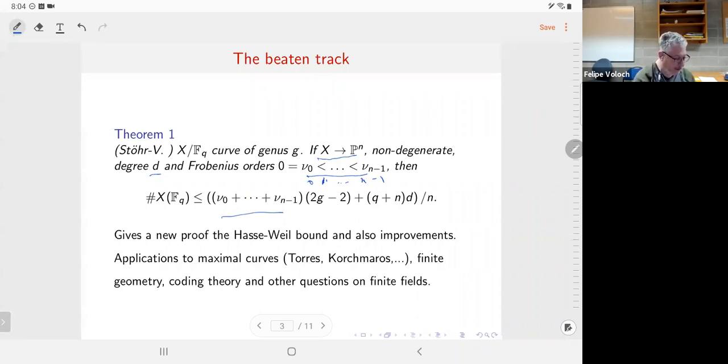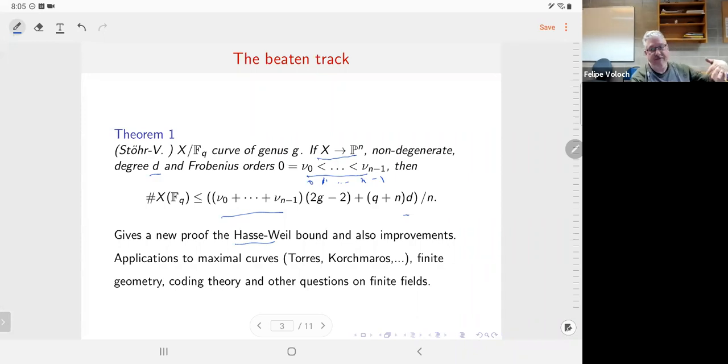And you have this parameter n, and you can try to optimize n. If you plug in the classical Frobenius orders, you see that the optimal value of n is the square root of q. And you still have to figure out what d is. If your linear system is non-special, so it has equality in the Riemann-Roch without the H1 term, then what you get is essentially the Weil bound. So this is nicest when you have a non-special linear system and it's classical. So this way you can give a proof of the Hasse-Weil bound.